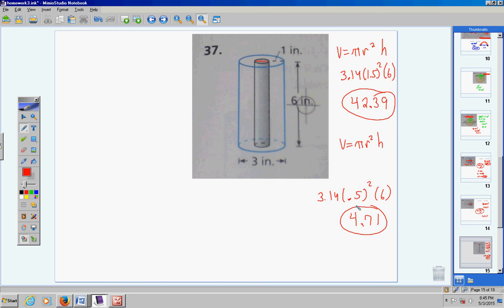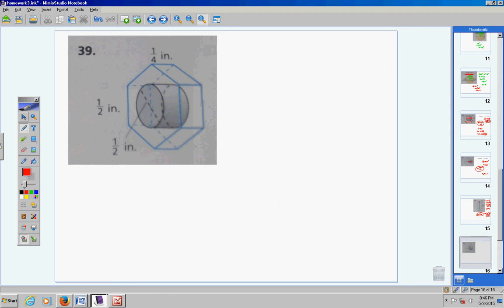I am getting 37.68 or 37.7 when I subtract these two. 37.7 inches cubed, because we're dealing with volume. Okay, one more problem. This is a good one here, so take a while, but it'll be good for us.